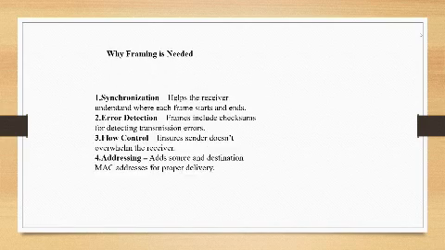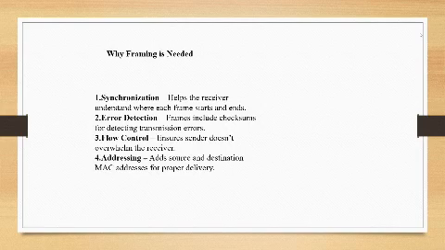The next one is why framing is needed. Framing is needed for synchronization, error detection, flow control, and addressing. Synchronization helps the receiver understand where each frame starts or ends. Error detection: frames include checksums for detecting transmission errors. Flow control ensures the sender doesn't overwhelm the receiver. Addressing adds source and destination MAC addresses for proper delivery.